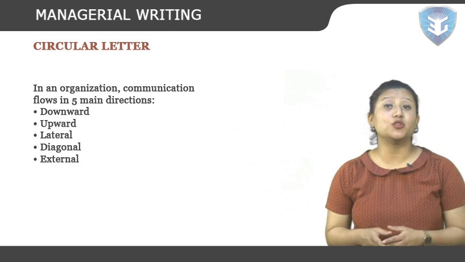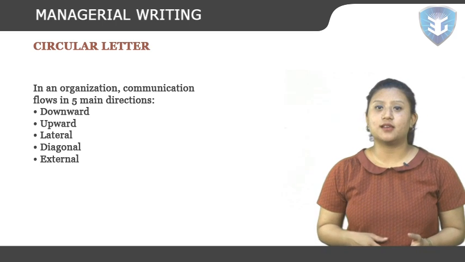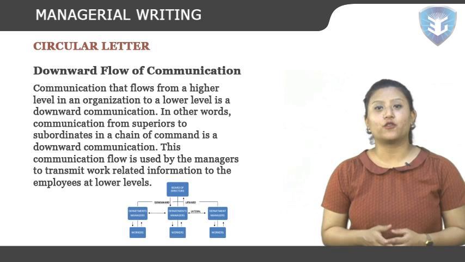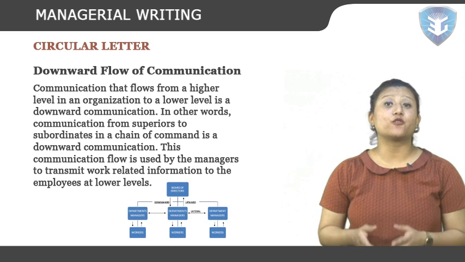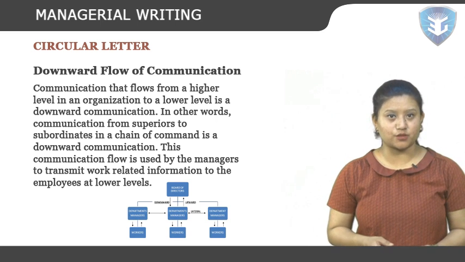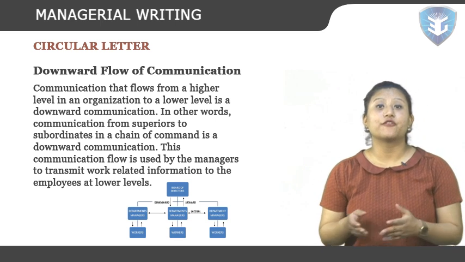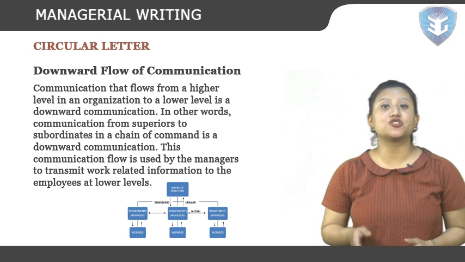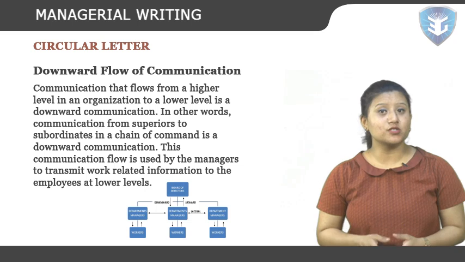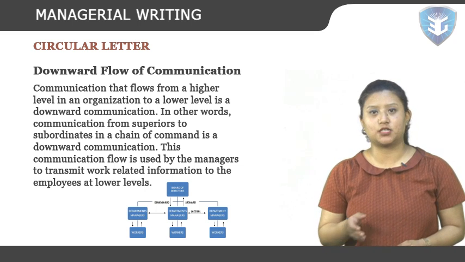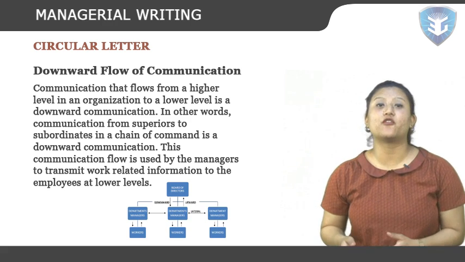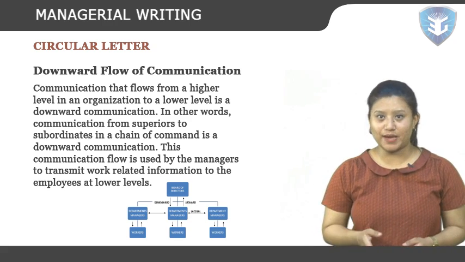In an organization, communication flows in 5 main directions: downward, upward, lateral, diagonal, and external. Downward flow of communication. Communication that flows from a higher level in an organization to a lower level is a downward flow of communication. In other words, communication from superiors to the subordinates in a chain of command is downward communication. This communication flow is used by the managers to transmit work-related information to the employees at lower levels. Employees require this information for performing their jobs and for meeting the expectations of their managers.